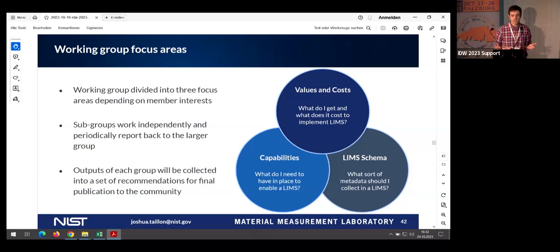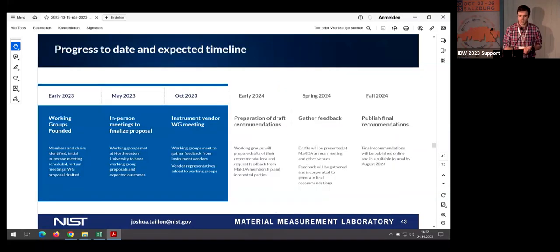The subgroups will be working independently and periodically reporting back as a larger group. And the outputs of each of these groups will be collected into a set of recommendations that we can put forth as a working group that represents at least this subset of the materials research community. Again, targeting people who are in the trenches of materials research as opposed to people who are very familiar with metadata strategies.